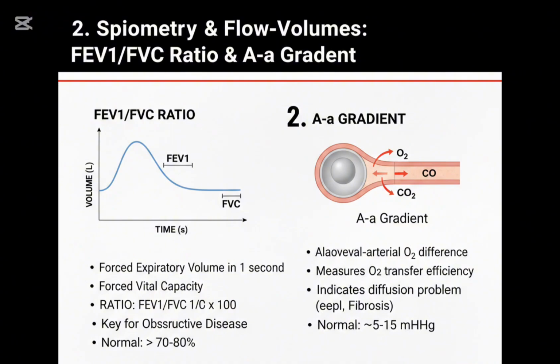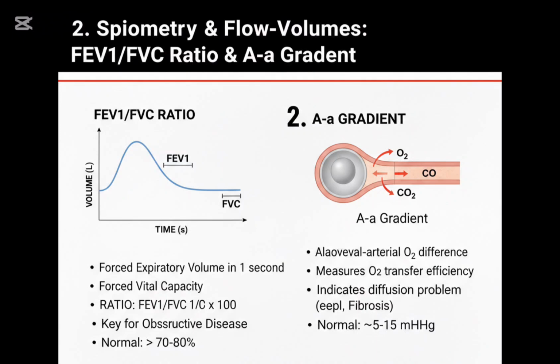The flow volume loop graphically represents airflow against lung volume. In obstruction, the expiratory curve becomes scooped due to airway collapse. In restriction, the loop is narrowed because total lung volume is reduced, but shape remains relatively preserved.